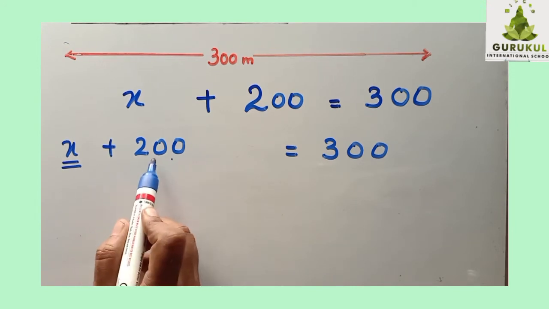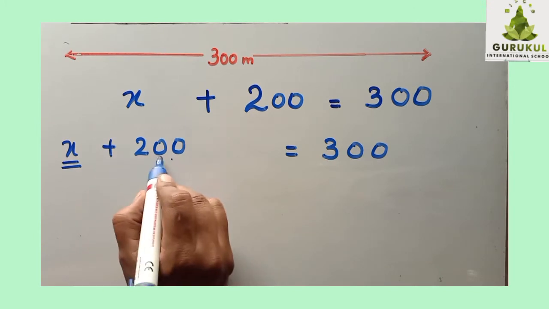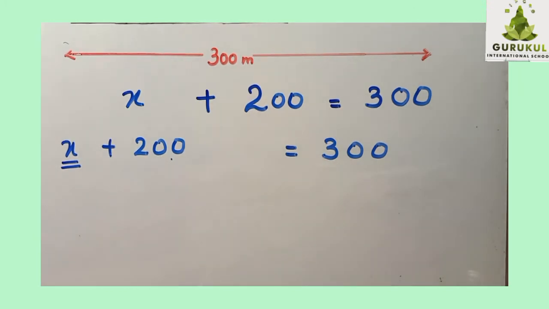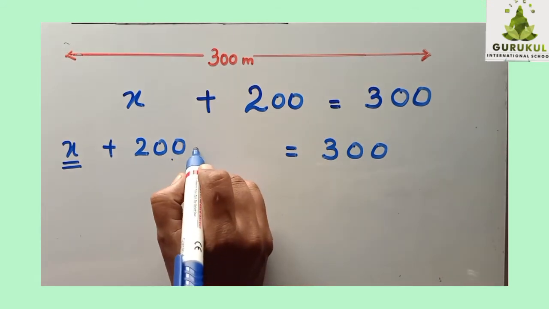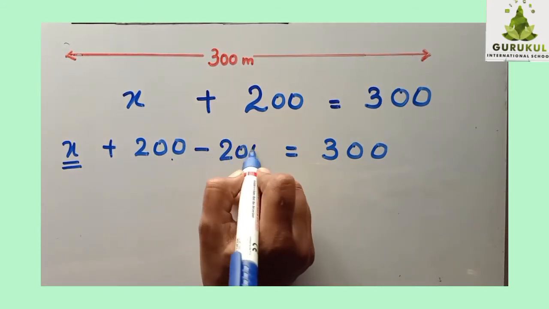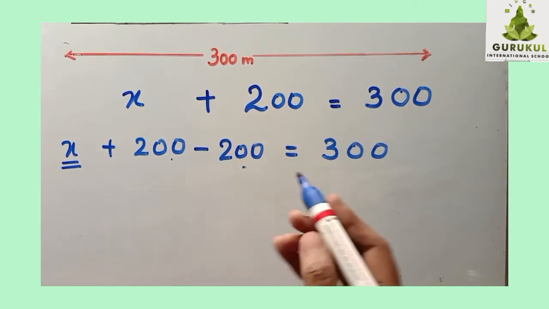Now how can I cancel this 200? By taking its opposite number. In integers you have studied what the opposite numbers are. Now plus 200, I don't want this. What will I do here? I will write here minus 200. Remove 200 from this place, remove 200 from the left hand side.